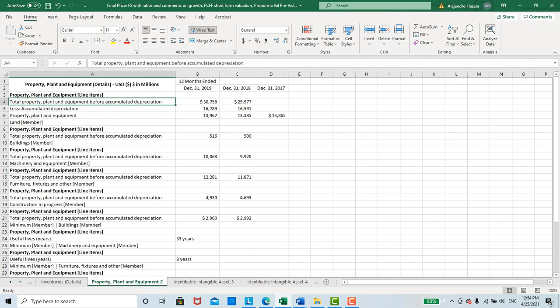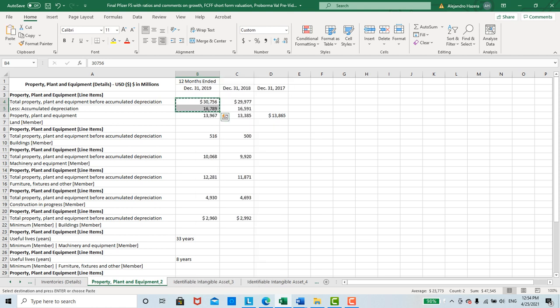They're not exactly alike, folks. But this is telling you how they got their gross assets were 30,756, less the accumulated depreciation was 16,789, and there's that 13,967. So that's your gross assets and your accumulated depreciation, because they equal the net assets of the balance sheet.